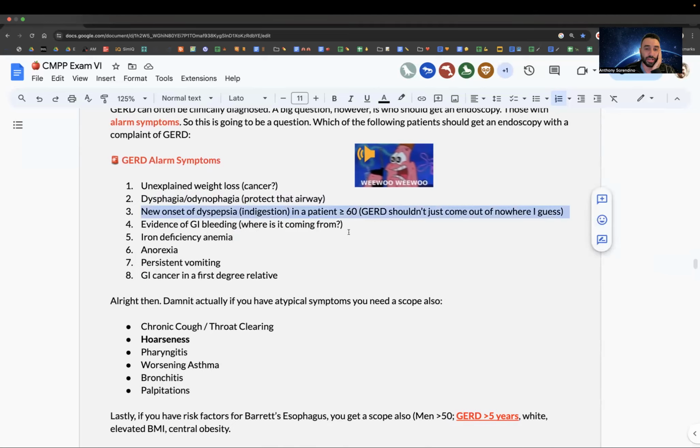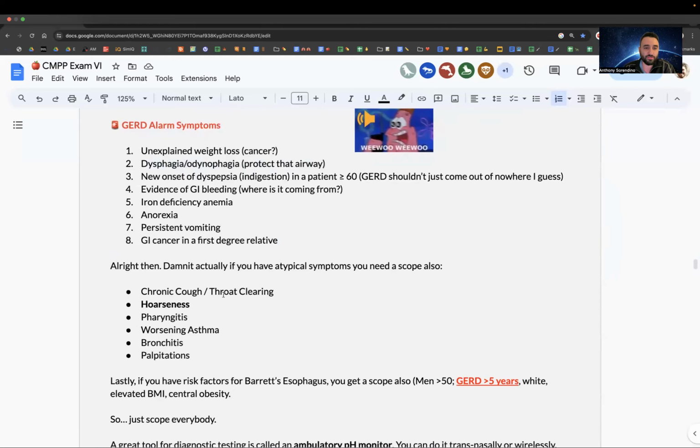This is a big one that she asks a lot about. If you have a new onset of indigestion in somebody over 60, you want to take a look. GI bleeding, obviously, any type of anemia, which, hey, could there be bleeding somewhere else? They have no appetite, if they are persistently vomiting. If they're not persistently vomiting, you don't have to do a scope, apparently. And if they have cancer in a first-degree relative.